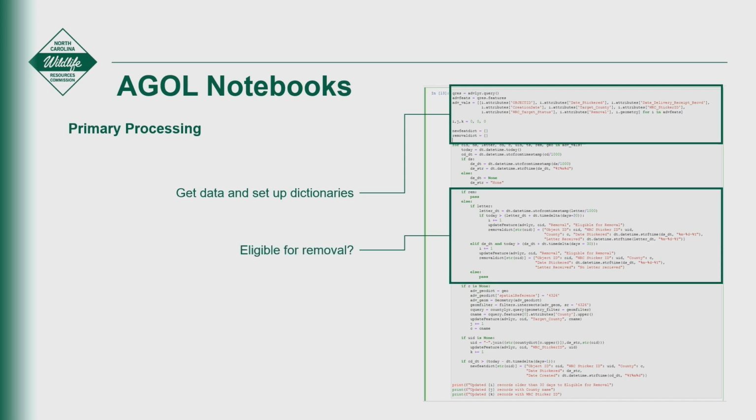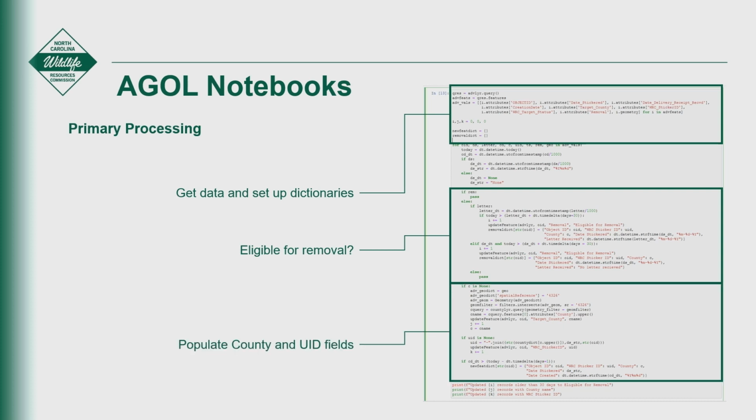Is the boat eligible for removal? Do some date calculations. Has the boat been there for more than 30 days? Or did we get a letter back from the owner that said, yeah, I don't want that anymore? And then populate the county field using some crosswalking of what county does the point fall in, and then populate that unique ID field, which is that county code, the date, and the object ID of the feature.